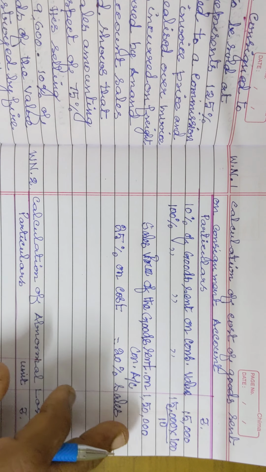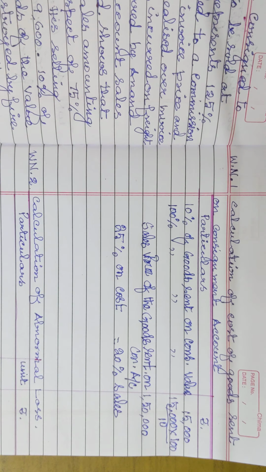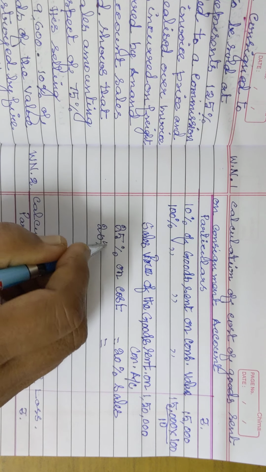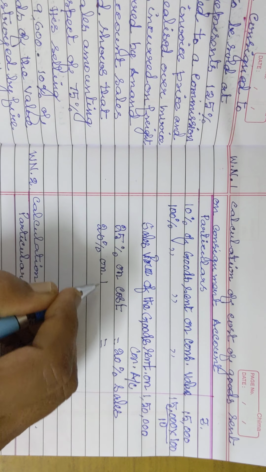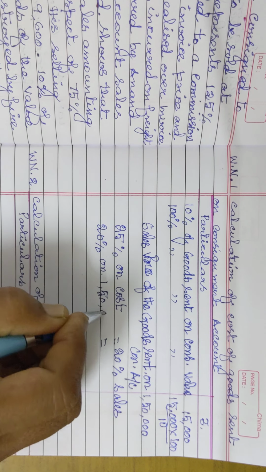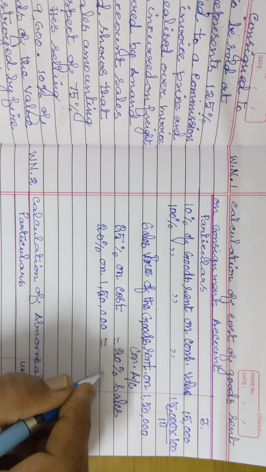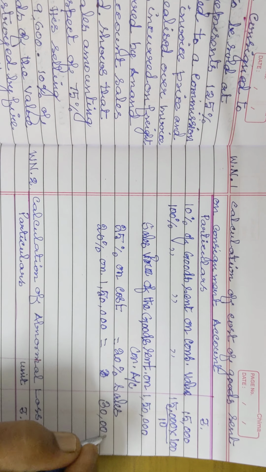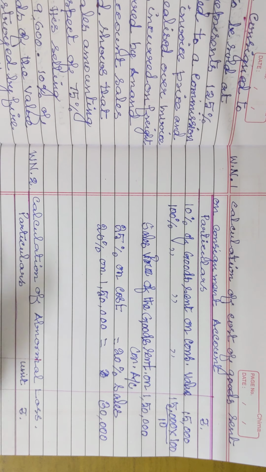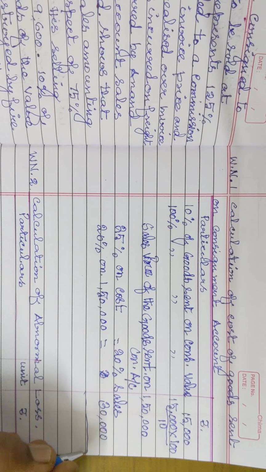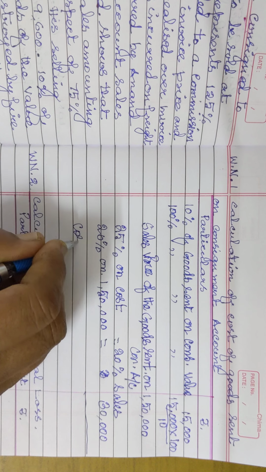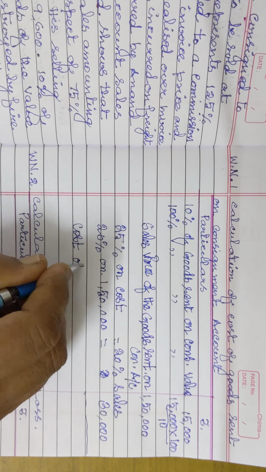So now let us find out the profit portion of this sales value. So 20 percentage on 1,50,000 is equal to 30,000. I'll write here 30,000. So this is the profit. Okay, profit percentage, amount of profit is 30,000. So now I can find out the cost of the goods sent on consignment.